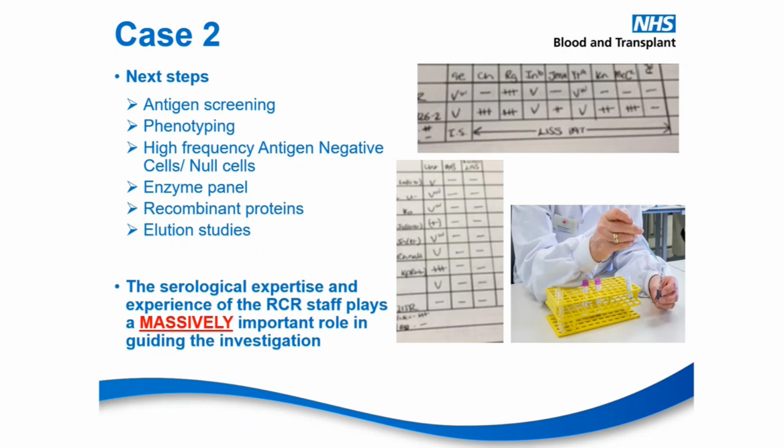They can use four or five different types of enzyme treated cells to see what their reaction strengths are, whether they are different. They can also use recombinant proteins to inhibit reactions, to see whether they can inhibit antibody reactivity, and certain recombinant proteins will inhibit reactions for certain antibodies and blood groups. They can also do elution studies on the patient to see whether that may help. But the serological expertise and the experience of the staff plays a massively important role in guiding the investigation and when they're coming to their conclusions.